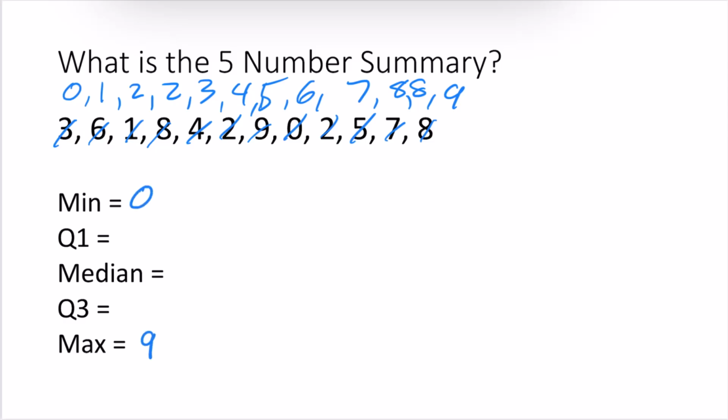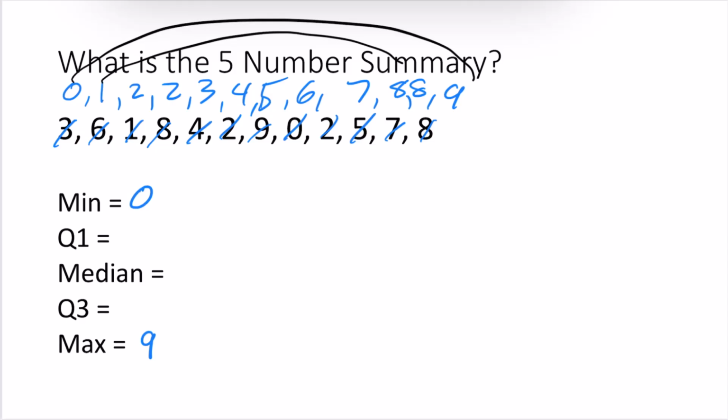And then to find the median, I'm going to basically just find the middle of my data set. So I'll match these outermost data points up till I get to the middle. And it looks like the middle of the data set is going to be in between 4 and 5. So halfway between 4 and 5 is 4.5.